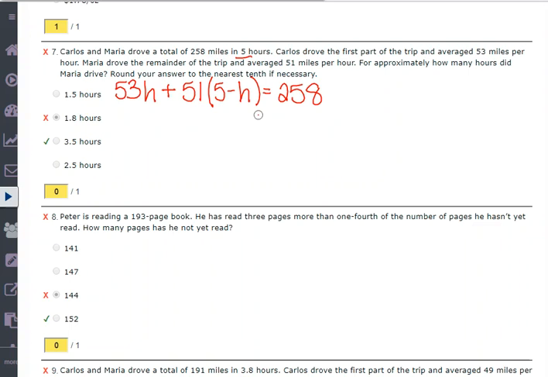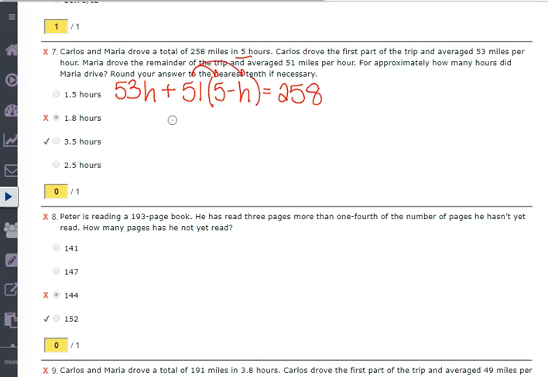Now, you could try the guess and check method here, except if you look over at the answers, we aren't talking about whole hours, so we do need to set up the equation. So again, it's 53 miles per hour, we don't know how many hours, plus the 51 miles per hour, but we have to use 5 minus H because we have to subtract the hours Carlos drove from 5 to get the number of hours Maria drives. And we set it equal to the total number of miles on the whole trip.